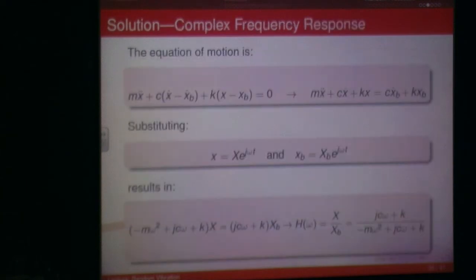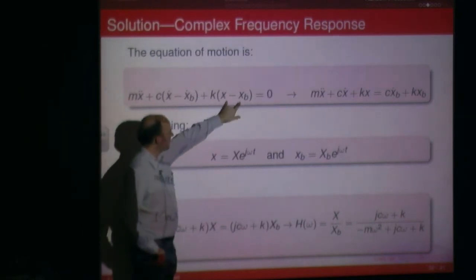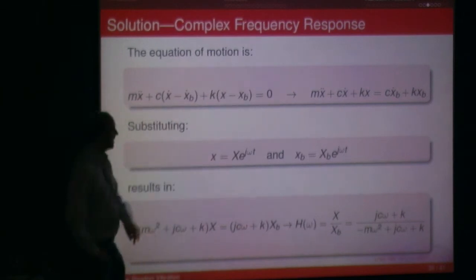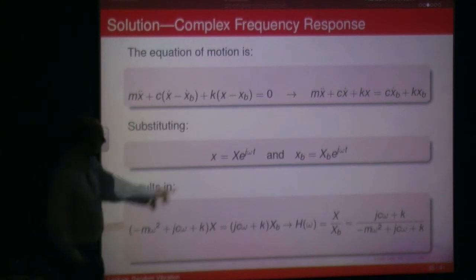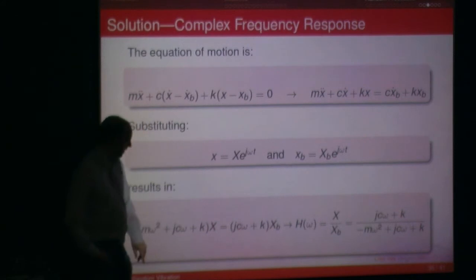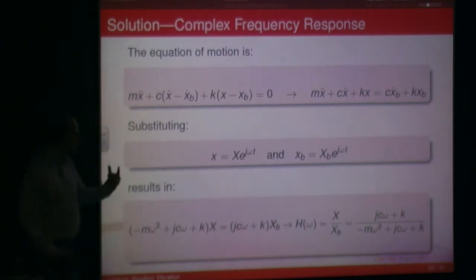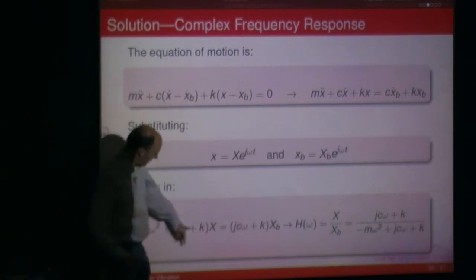And so my equation of motion, m x double dot plus c times x dot minus x dot b, so you've got the relative velocity between the two, and here we've got a spring system, so it's the relative displacement between the two. You can rearrange it, putting all the x's on one side and the xb's on the other side to get that equation, and then make the substitution in here, and you get the output divided by the input will be your H term. And so there's the substitution in there.